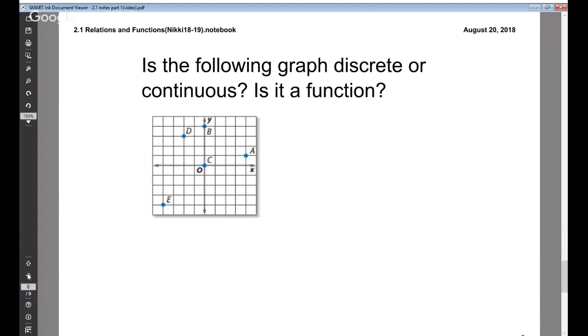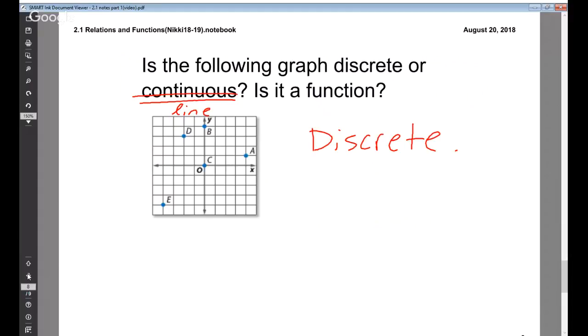All right, you guys should have finished by now. The first question, is it discrete or continuous? That was the easy part. Of course, it's discrete because it is just a plot of points. It is not continuous because continuous has to be a line. So it's not that one. But now, does this graph represent a function?